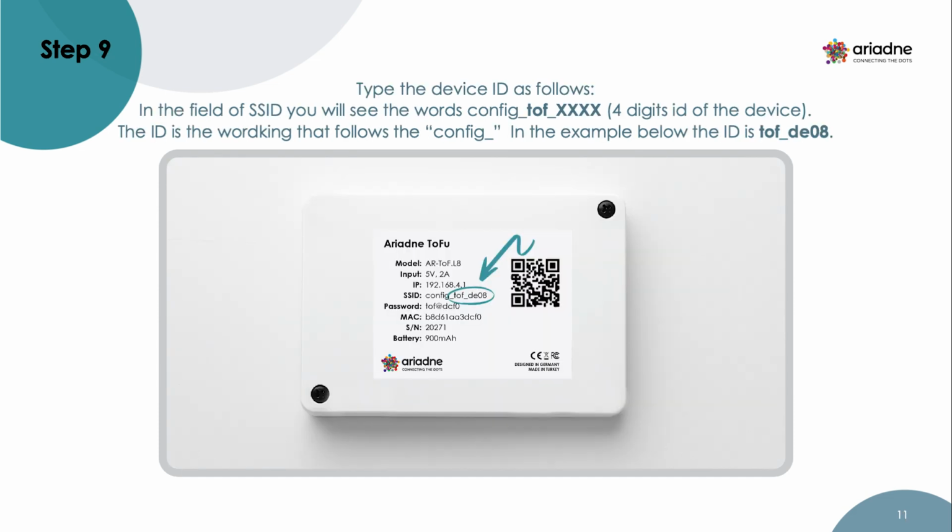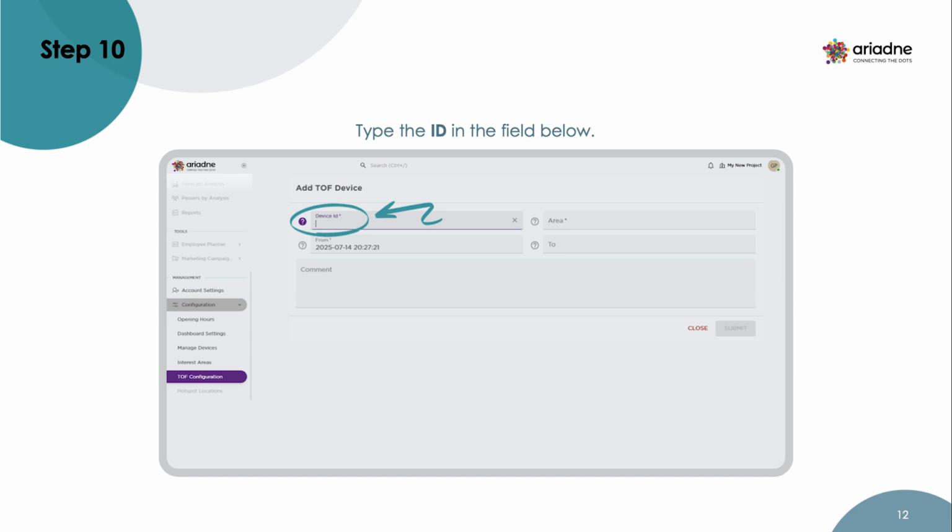Step 9. Type the device ID as follows. In the field of SSID, you will see the words config_TOF_XXXX, 4-digit ID of the device. The ID is the wording that follows config_. In the example below, the ID is TOF D08. Step 10. Type the ID in the field below.